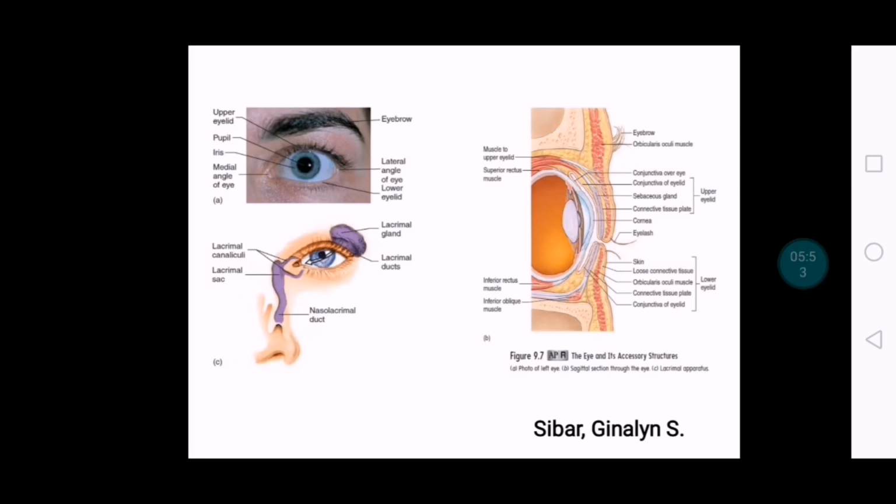Meibomian glands, also called tarsal glands, are holocrine-type exocrine glands along the rims of the eyelid inside the tarsal plate. They produce meibum, an oily substance that prevents evaporation of the eye's tear film.